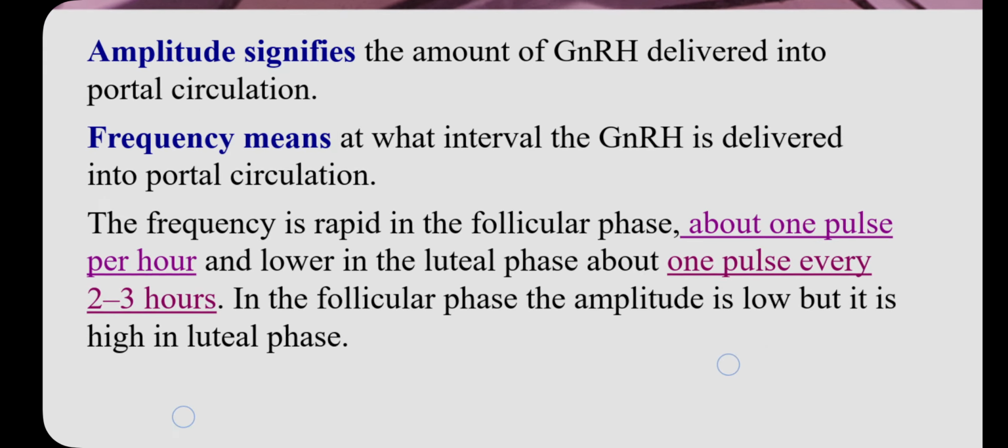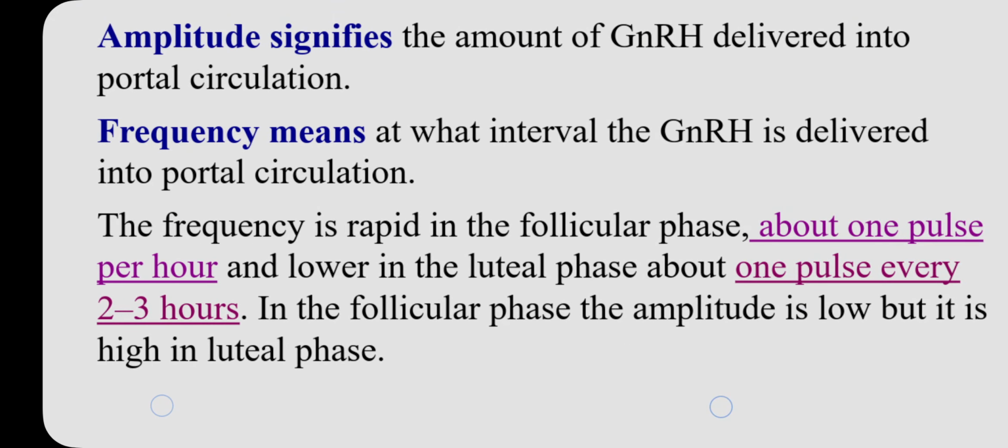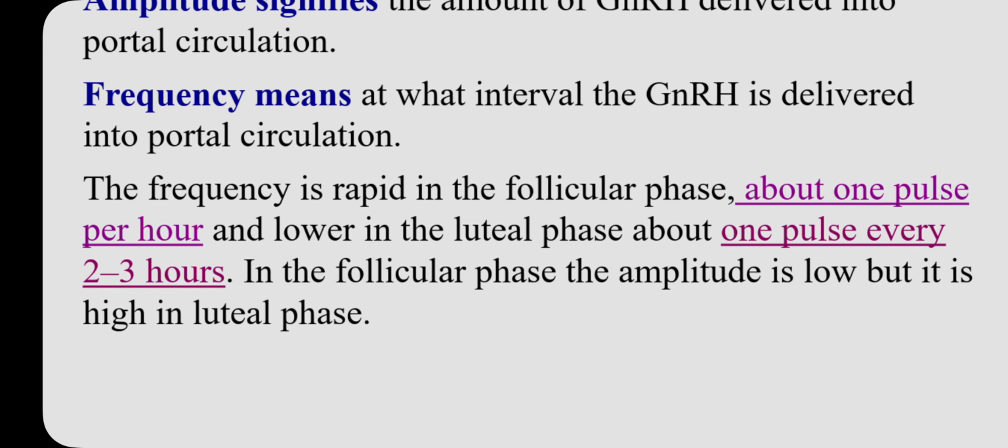So the frequency is rapid. This is the important point. The frequency is rapid in the follicular phase, about 1 pulse per hour, and lower in the luteal phase, about 1 pulse every 2 to 3 hours. In the follicular phase, the amplitude is low, but it is high in the luteal phase.